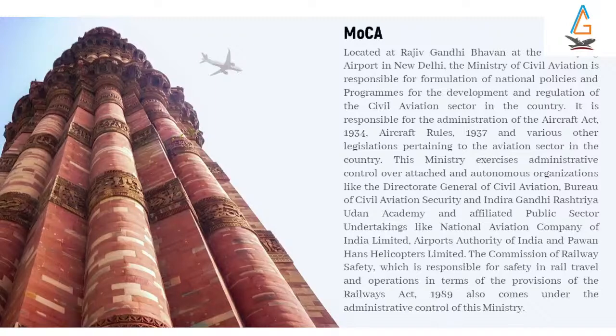There are many autonomous organizations which are attached under this ministry. Let's look at what those are. One is the Directorate General of Civil Aviation, which is called DGCA. Then you have the Bureau of Civil Aviation Security, or BCAS. Then you have Indira Gandhi Rashtriya Udan Academy, or IGRUA. And you have some affiliated public sector undertakings under the Ministry of Civil Aviation, like National Aviation Company of India Limited, then Airports Authority of India, and then Pawan Hans Helicopters Limited.